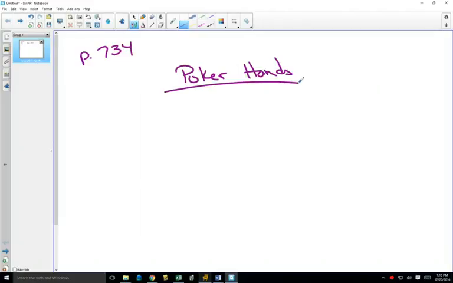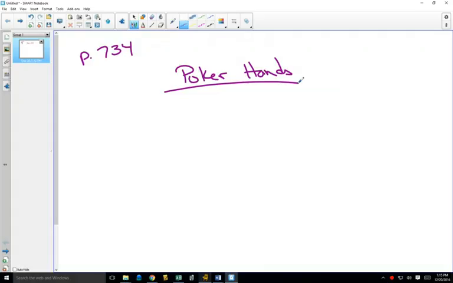Now, poker hands can be a little bit complicated to actually count. So we are going to look at counting certain poker hands and how to do it. The reason they're hard to count is you can easily overlap things if you're not careful. So, here's our first poker hand that we're going to count.